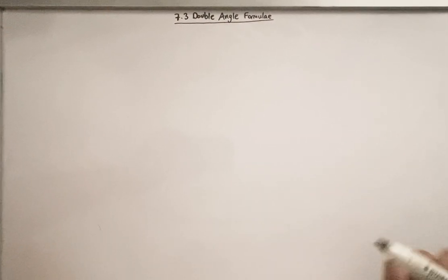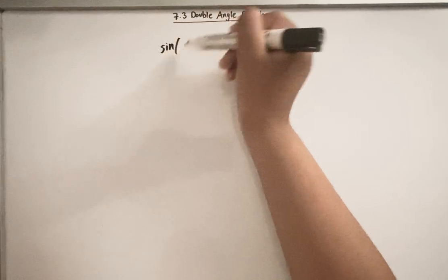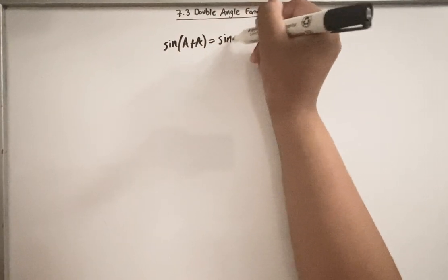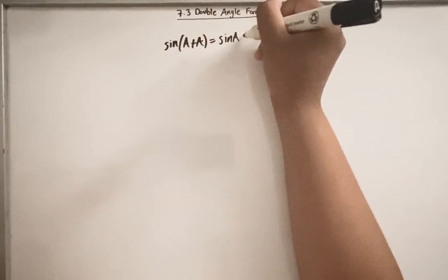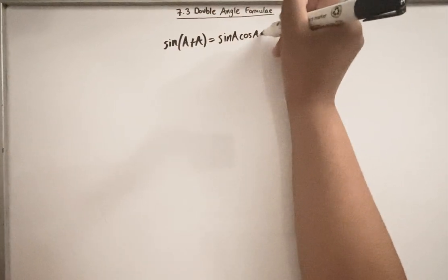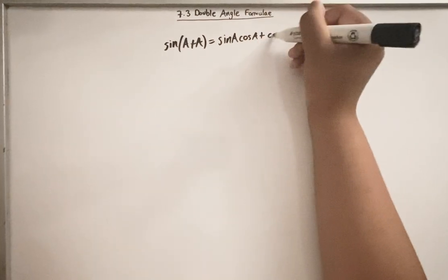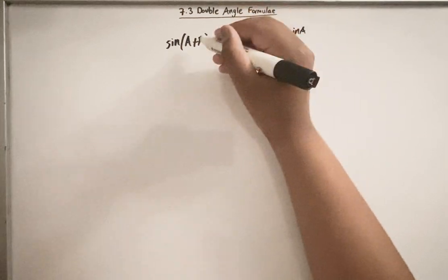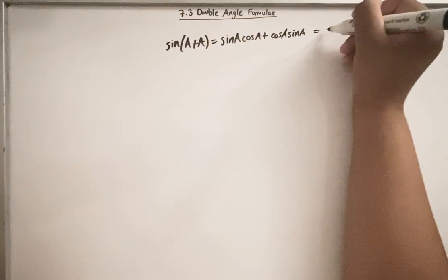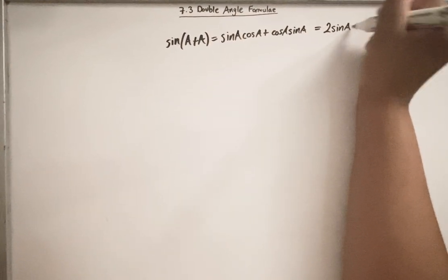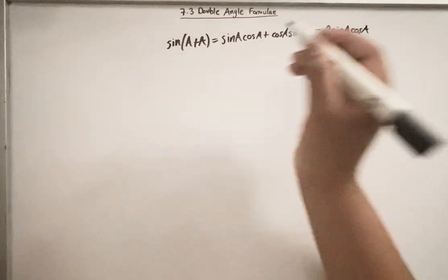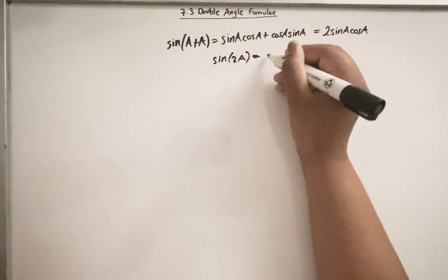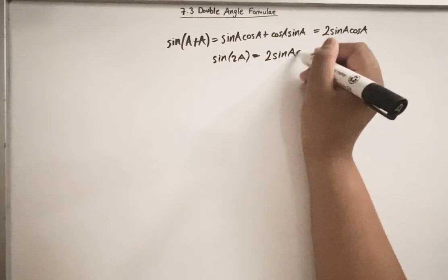to derive some formulas. The sine of a plus a is equal to sine a for the first one, multiplied by cos a for the second one, then plus cos of a for the first one, multiplied by sine of a for the second one. And these two are equal, so it's equal to 2 sine a cos a. And so our first formula is sine of 2a is equal to 2 sine a cos a.